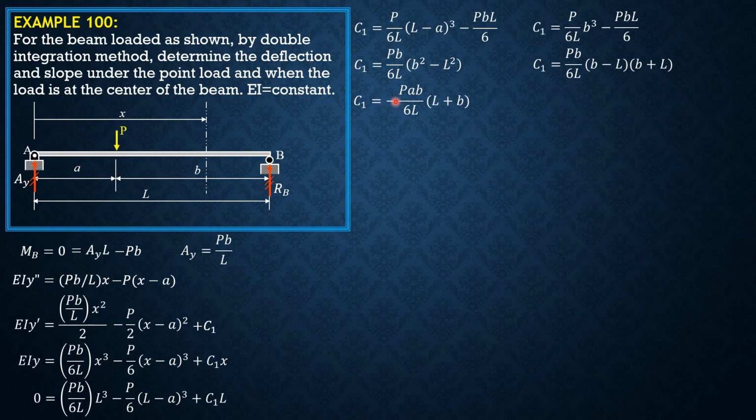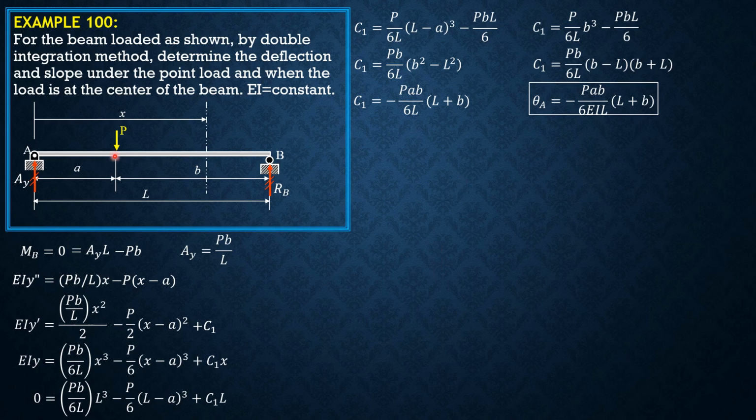And this C sub 1 divided by EI, because when X is 0, this term is 0 and this is ignored because the value inside the parentheses is negative. Remember the principle in the double integration method. So it will leave C sub 1 when X is 0. So C sub 1 therefore is the slope at A. Divided by EI, theta A is negative PAB over 6EIL times L plus B. That's the value of theta A.